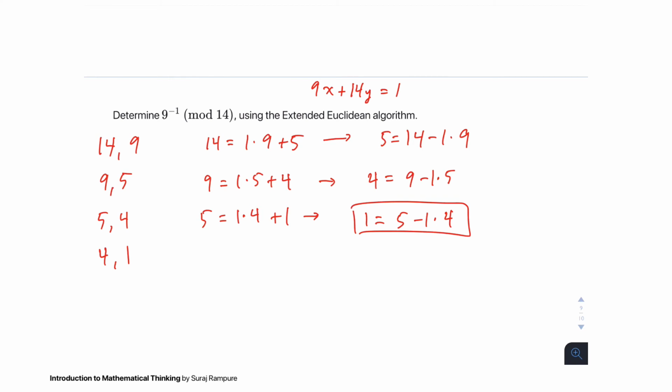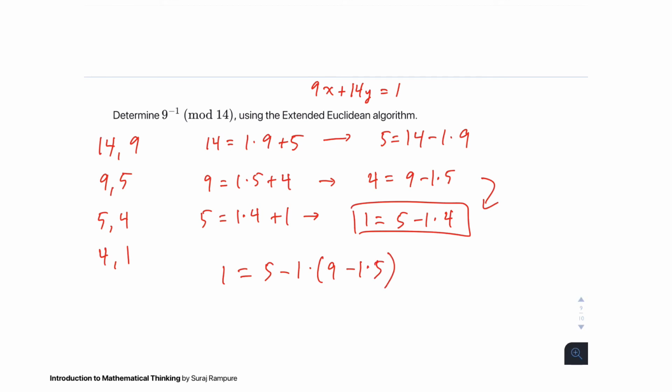What's our first move? You plug in your equation for 4. Good. So I have 1 is equal to 5 minus 1 times 4, and I'll plug in the expression I have for 4 into this expression. So I have 1 is equal to 5 minus 1 times 9 minus 1 times 5.